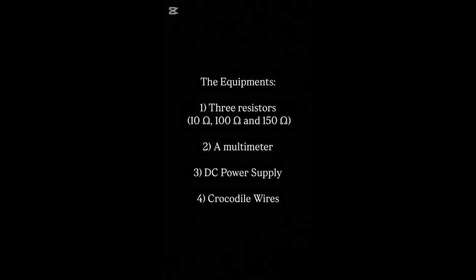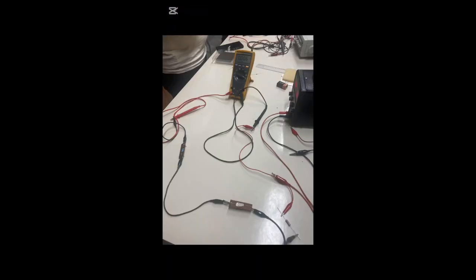The equipment of this experiment are 3 resistors, a multimeter, DC power supply, and multiple crocodile wires. As you can see in the photo, I connected the 3 resistors in series and measured the current and equivalent resistance and compared them to the theoretical values obtained by Ohm's law.